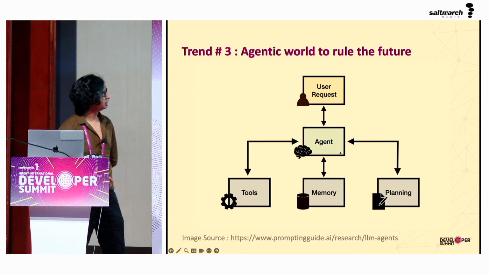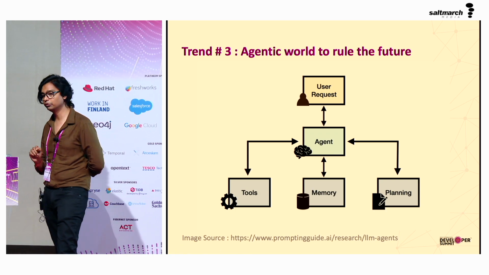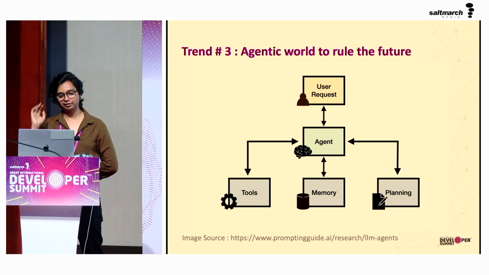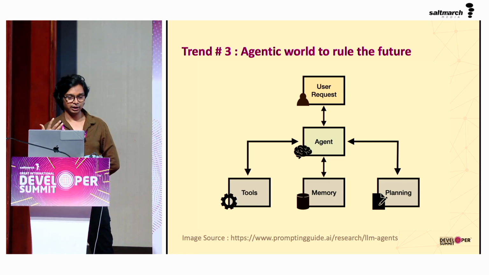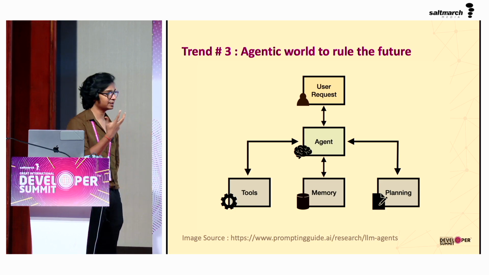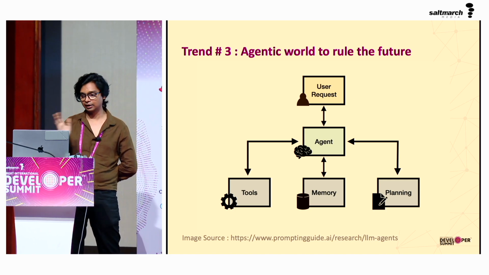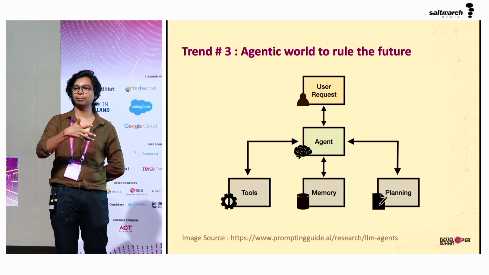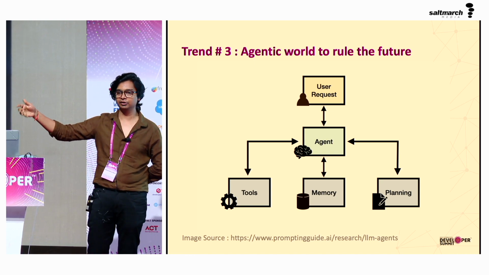The third trend, which is critical, is the agentic world. The world is moving towards agents. We're not talking about Agent Smith, right? Anybody here, a Matrix fan? But an agent is nothing but, imagine a system which has its own memory, which can do a lot of planning, and it has access to a lot of tools. What it can do is take a request and do certain activities. So you can have an agent for doing development, an agent for doing QA, and an agent for writing stories.